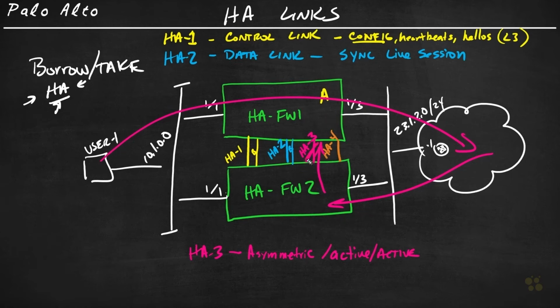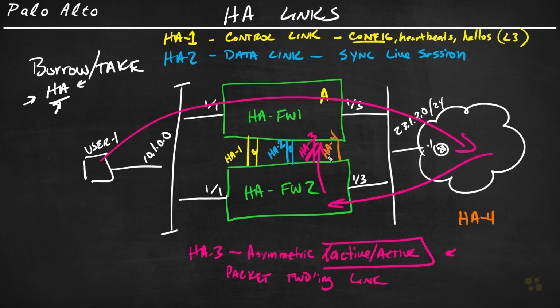So think of HA3 as the link that you only need if you're going to deploy active-active, and it's also referred to as the packet forwarding link. There's also some other activity that happens on that link with active-active, but that's the major reason for it, is to handle asymmetrical routing in a scenario where we have a pair that's set up as active-active.